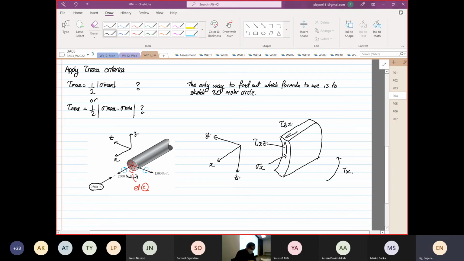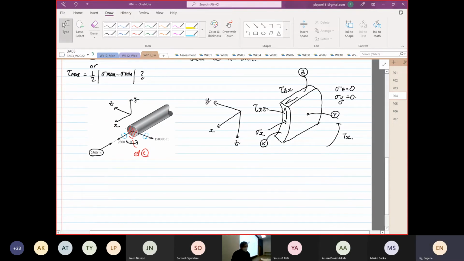So what we see is our stress Z is equal to 0. Normal stress Y is also equal to 0. Okay. So if I were to call this our point X, this will be our point Z, and this surface will be our point Y.